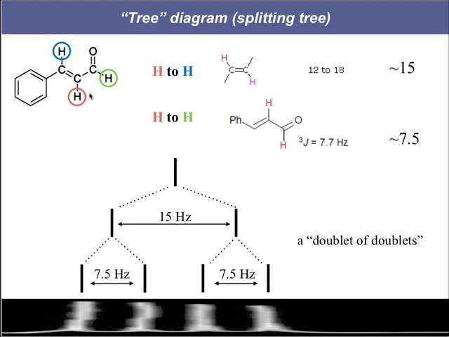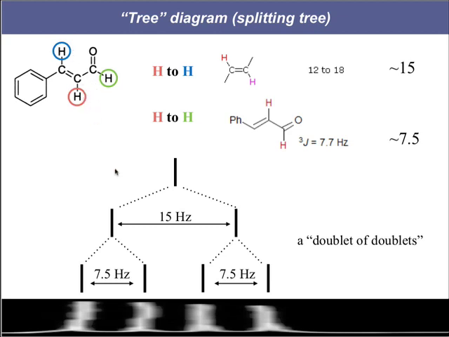But we have to figure out the red by doing one of these splitting trees. What's going to happen first is the red is first going to be split by the blue neighbor. So that's going to split our red signal into a 15 hertz doublet. But then that signal is also going to get split again by the green. Remember that when we had multiple neighbors, they added on to one another. The red is going to get split up and down field by the blue, and it's also going to get split up and down field by the green, and those are simply additive or subtractive, depending on whether the spins oppose or align with one another.